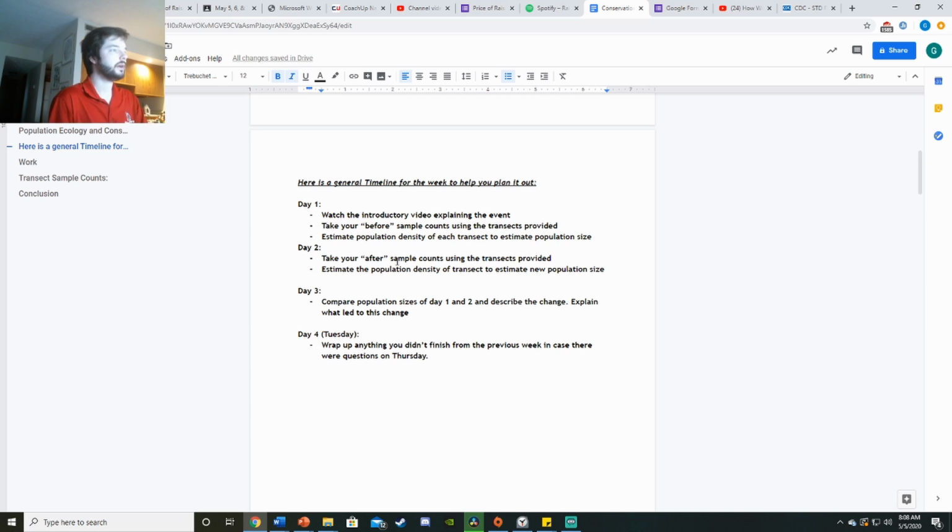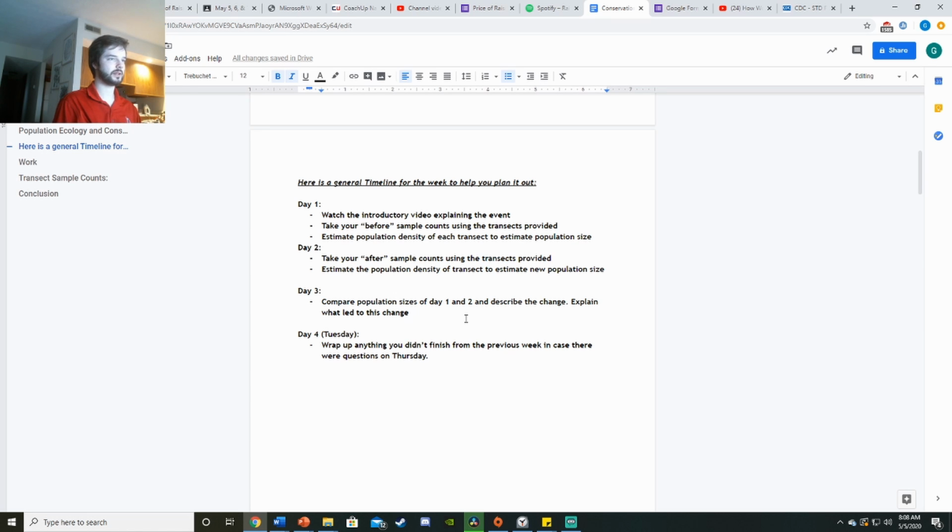Day 2, if you didn't finish your sample counts from the first day, go ahead and finish those. So basically today and tomorrow we'll just be working on the math side of it. You've got today and tomorrow to get your counts, get your estimates, try to estimate the total population, make sure everything makes sense.